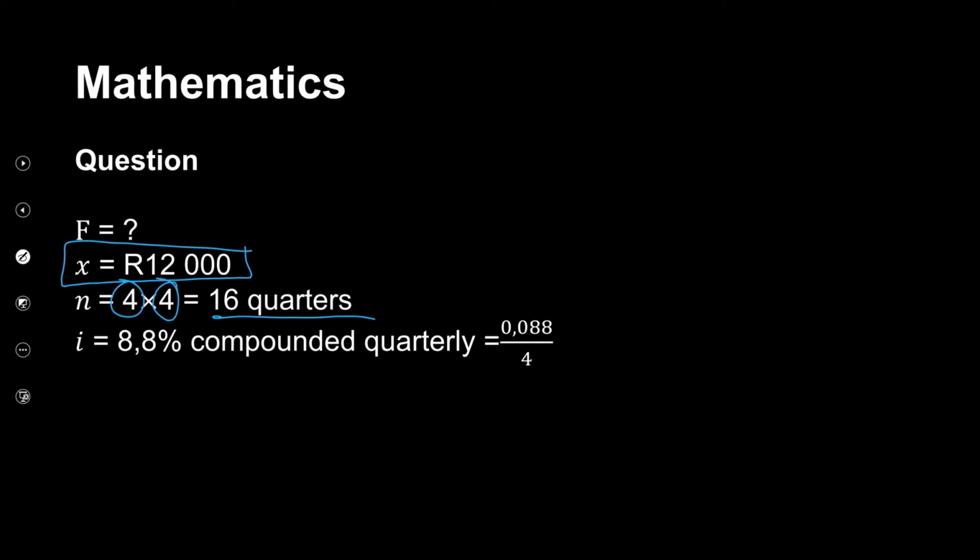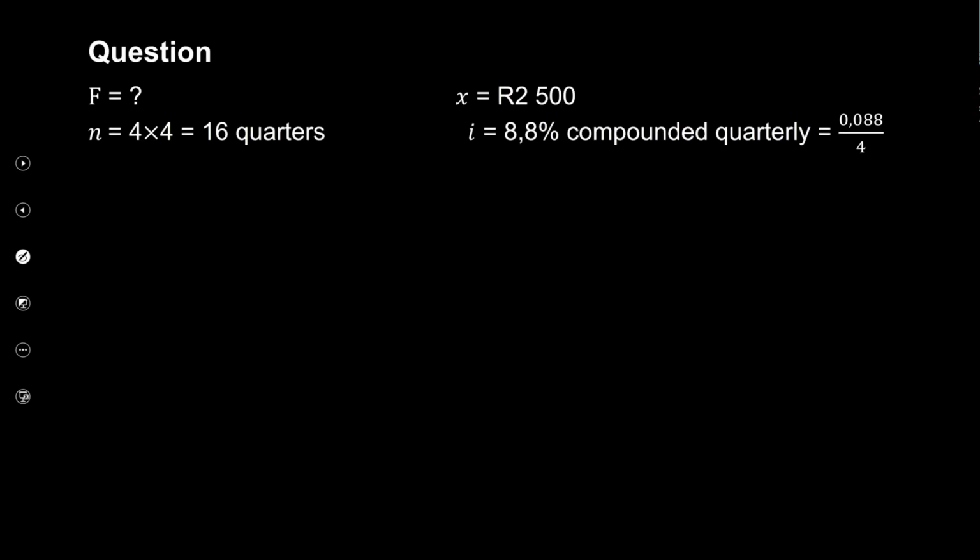0.088 over 4. Now I will need to substitute this in the future value formula, which is F is equal to X into 1 plus i to the exponent of n minus 1, all of this divided by i. Please make sure you start by writing the formula before substituting anything.